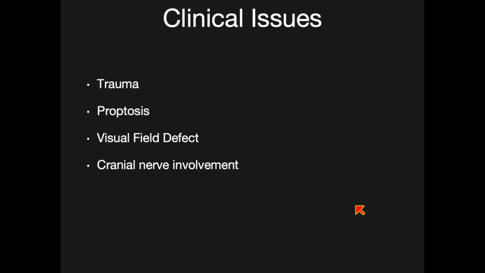What are the clinical issues we commonly deal with? Trauma is a big group. Proptosis, unilateral or bilateral, visual field defects, and lower down that order, cranial nerve involvement. When we're looking at pathology involving the orbit itself, we tend to deal with these patients using a CT. And it's visual field defect. When we want to look at the whole visual pathway, we tend to use MR.